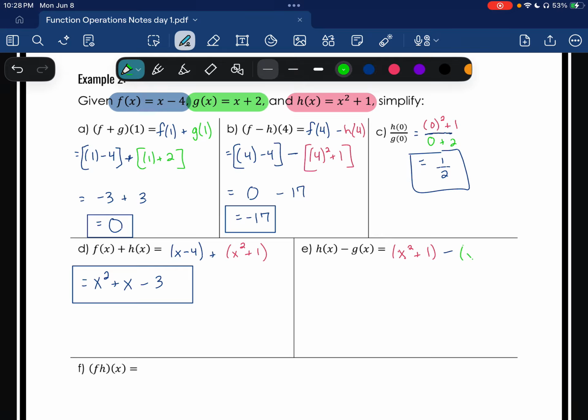All right, so for day 2, I'm going to teach you a new operation that we can do with functions.